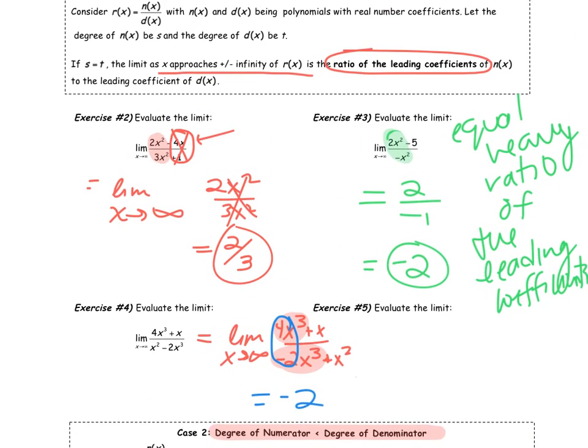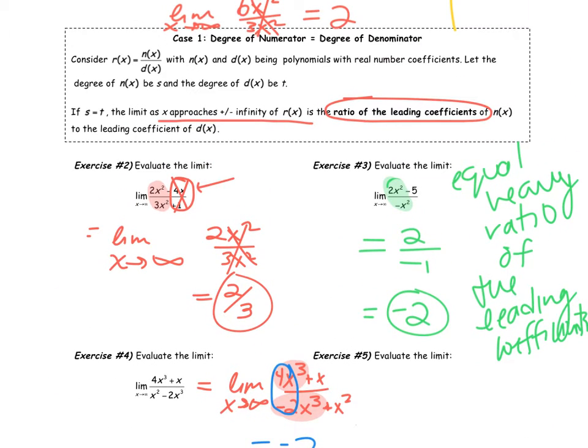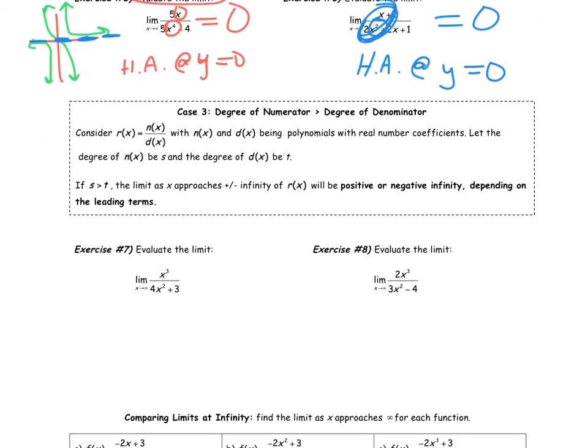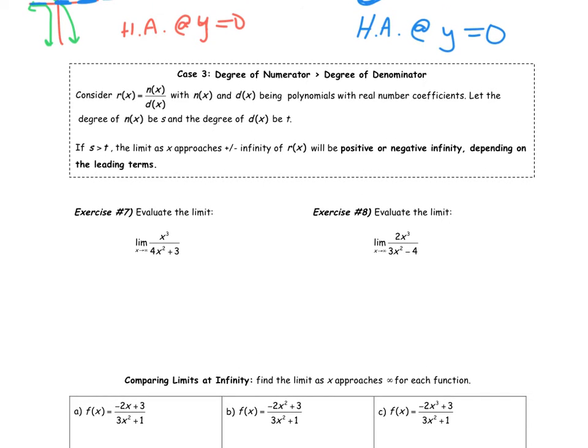When we were talking about equal heavy up here, so equal heavy as x approaches infinity or negative infinity, we said we take the ratio of the leading coefficients, which is what we did when we were talking about horizontal asymptotes from the beginning of the year. And now let's take a look at our last case.